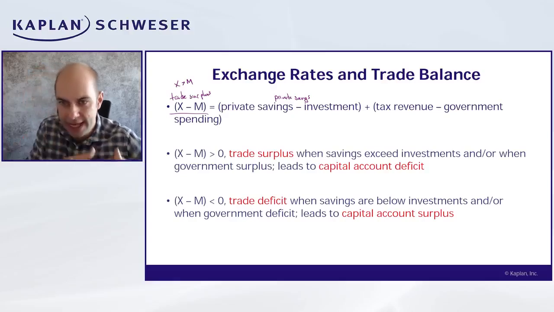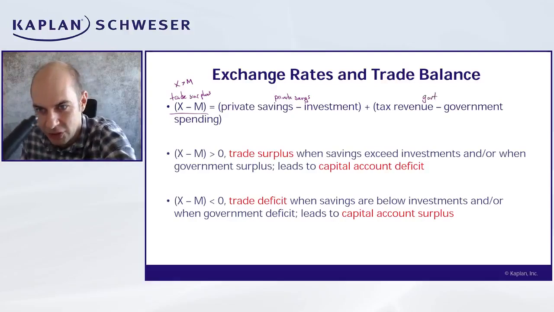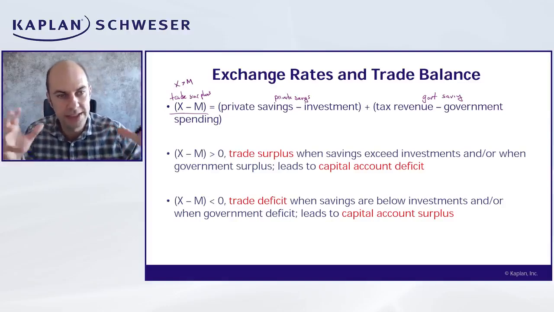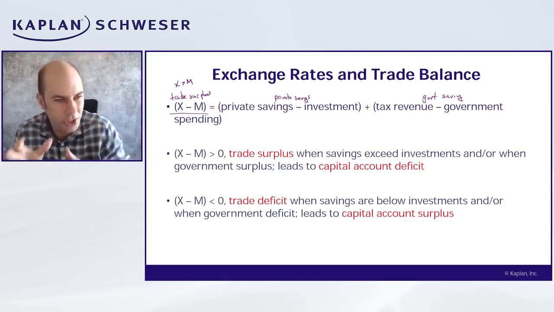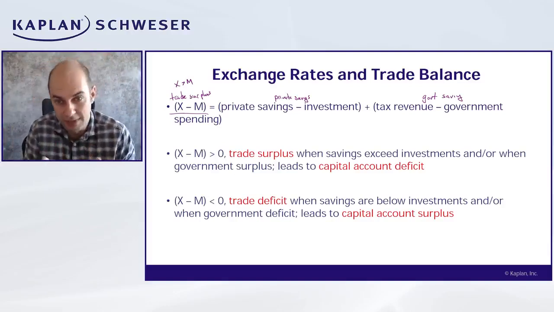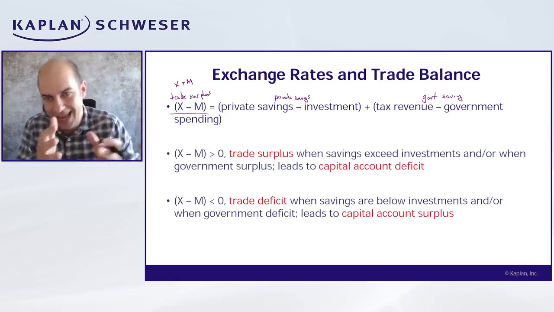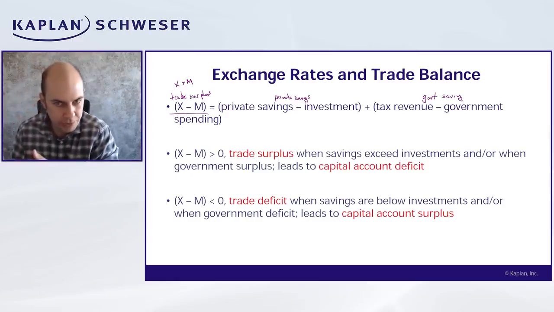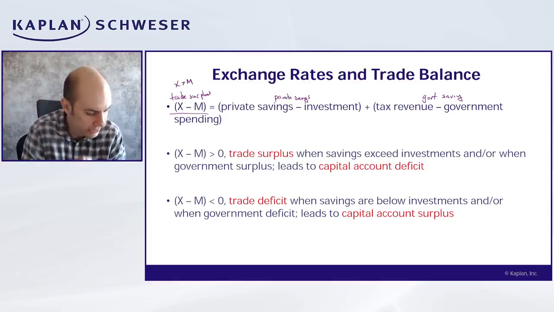So if my taxes are greater than my government spending, then I'm essentially a government saver, and these are government savings. So we're basically saying a very simple thing. If I'm running a trade surplus, if I'm exporting more than I'm importing, I'm a saver. So I'm either going to have private savings and or government savings. Okay? Private savings and or government savings.